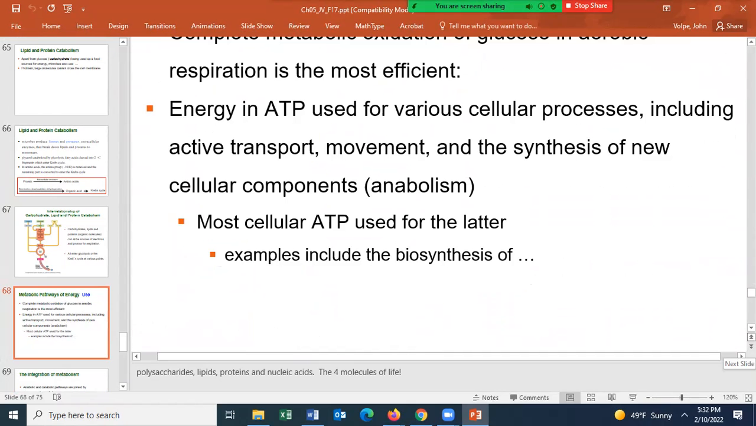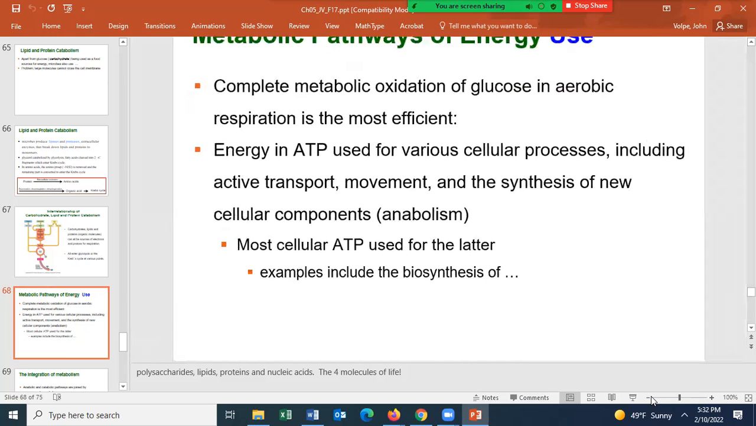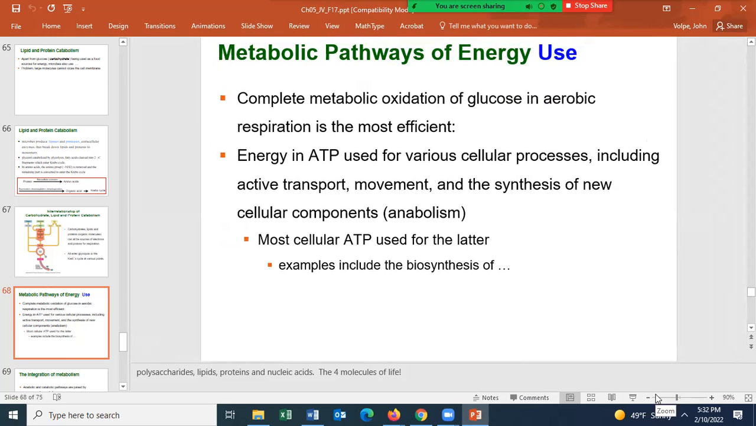Can you zoom out a little bit? Is that better? Yes, thank you. Right.